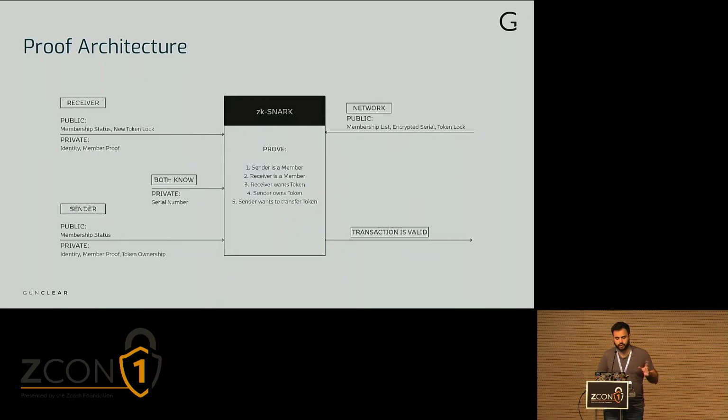So here's a bit of an architectural drawing of the proof system, which shows the public and private parameters involved in the transaction, including what the sender, the receiver, and the network all know. And of course, the transaction is only valid if and only if all the private information is consistent with the public information of the transaction. So we need to make sure that lack of knowledge of any of the private data should invalidate the entire transaction.